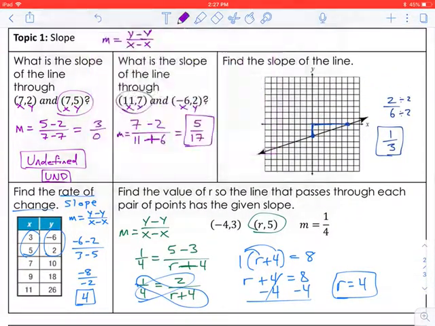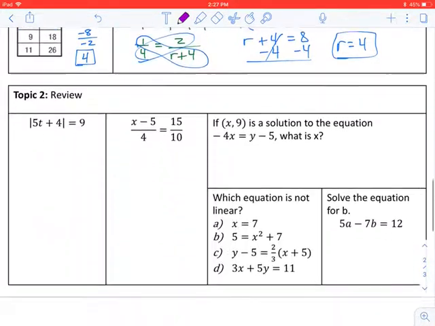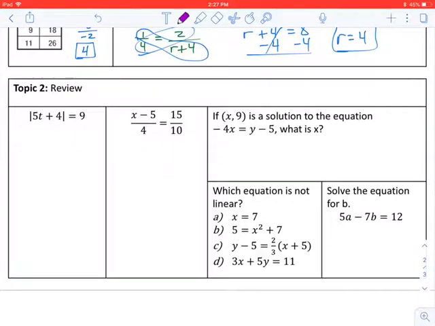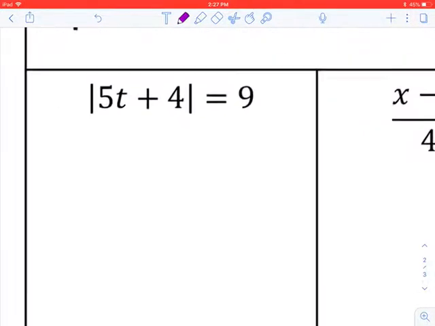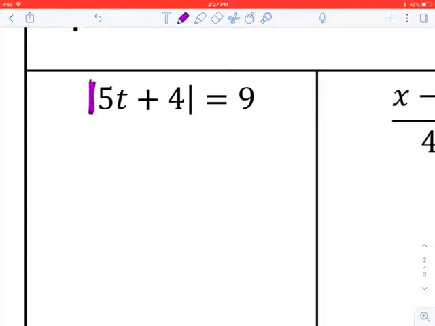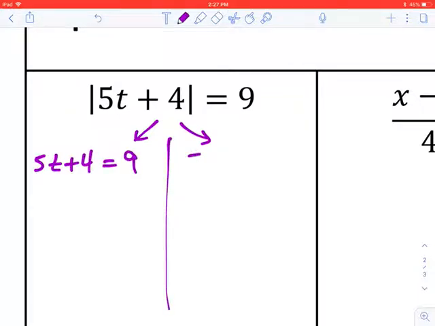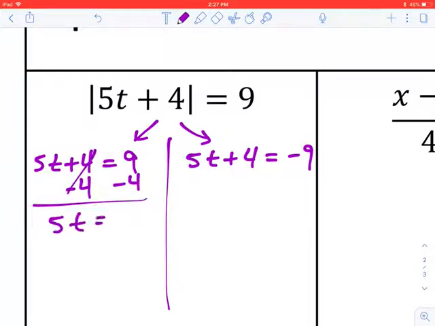Okay, so that's slope. That is slope. Okay, so on the bottom, review. These have some review problems that we haven't talked about in a while, but for this first one, absolute value, if it has these bars on the end, it's an absolute value, which means there's going to be two answers. Okay, so the first one is 5t plus 4 equals 9. That's just the regular equation we started out with. And then 5t plus 4 equals negative 9. And I just solved both. So subtract 4, and I get 5t equals 5.